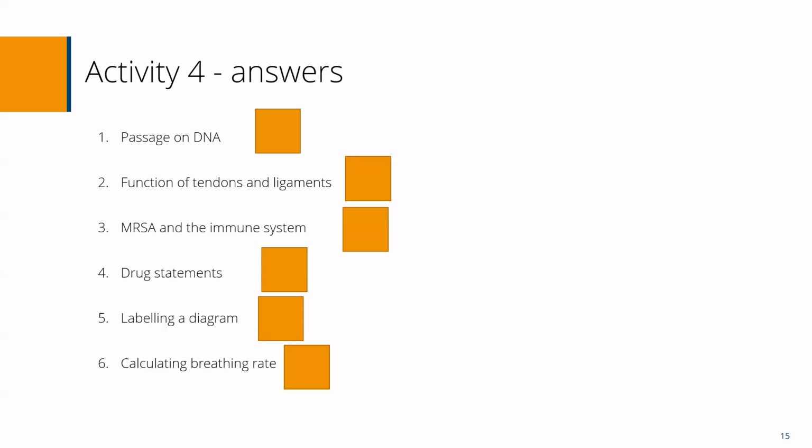Question three, ideas are being linked. They need to know about knowledge and understanding of the immune system. Drug statements, you have to think a little harder, making a choice and arriving at the correct answer. So a little bit more than just simple recall. Question five is recall. And question six, calculation of breathing rate, is application. So they are all AO2 except number five. Okay, thank you for that. Good. Let's move on then to the next one.